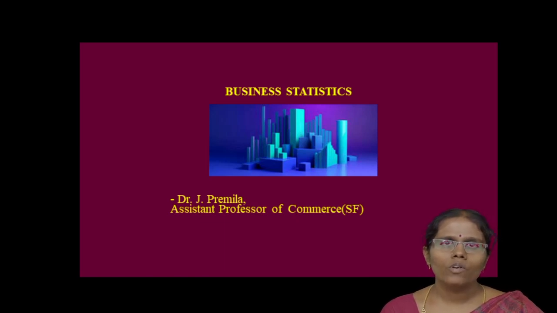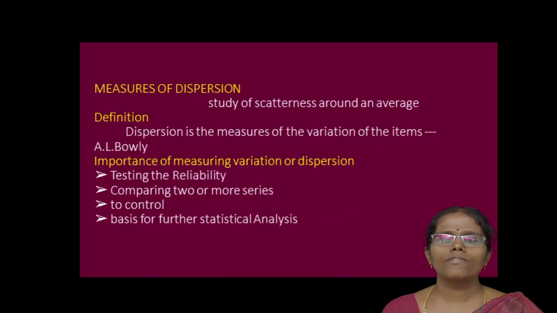In this video, we are going to learn about the subject Business Statistics, specifically measures of dispersion. First, we have to know the term average. Average is the representative of a data. Dispersion is the study of scatterness around an average.